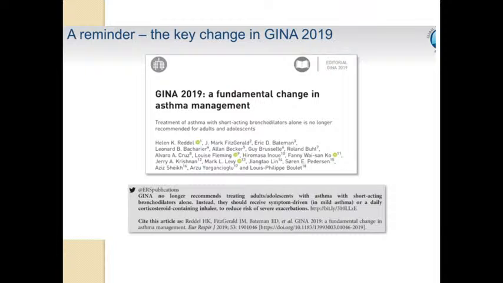GINA 2019 has brought a fundamental change in asthma management. First of all, it is no longer recommended to treat adults and adolescents with asthma with short-acting bronchodilators alone. In other words, monotherapy with SABA, short-acting beta agonist, is now prohibited.